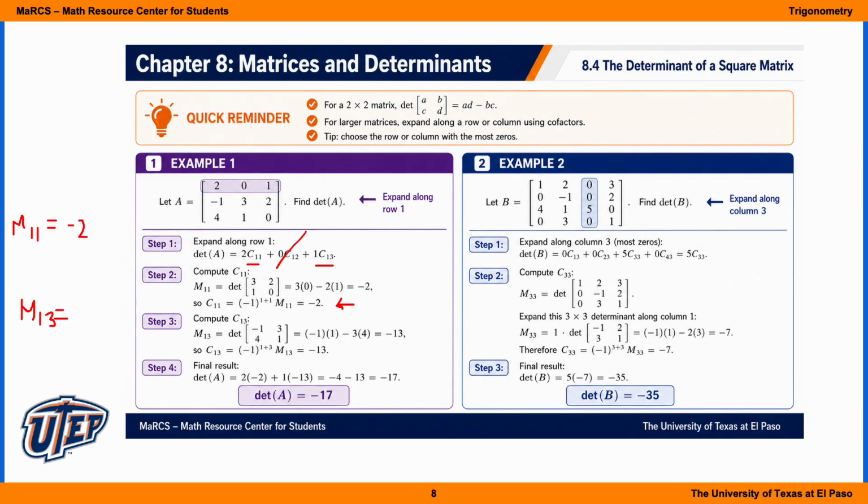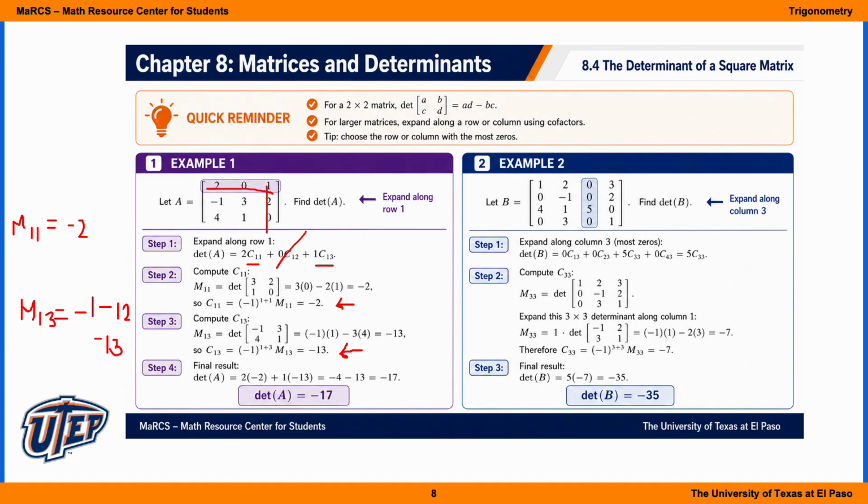Now for M13, we delete row 1 and column 3, and we find the determinant of the remaining submatrix. So -1 times 1 is -1, minus 4 times 3, which is 12. So -1 minus 12 is -13. Plugging that into our cofactor formula, C13 is equal to -13.